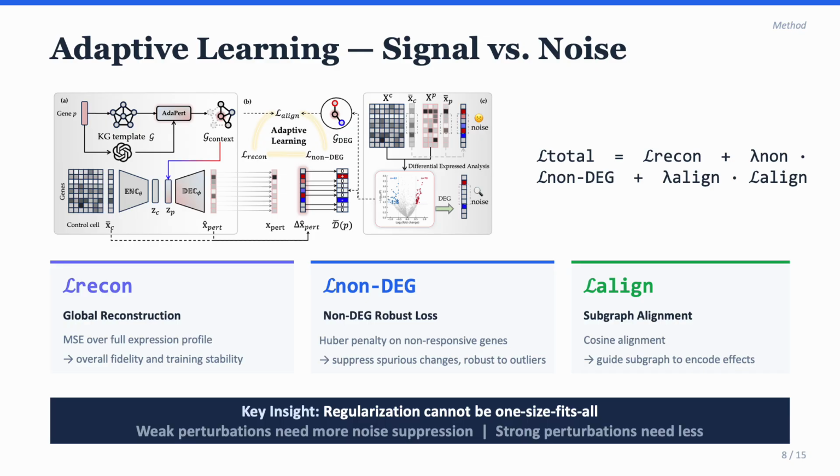The important point is that different perturbations have different effect sizes, and by adaptive learning with these losses, AdaPert can learn to treat different perturbations with either strong or weak suppression in the reconstruction step, and can generalize to new perturbation settings.